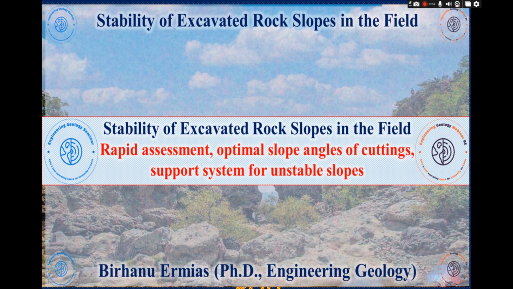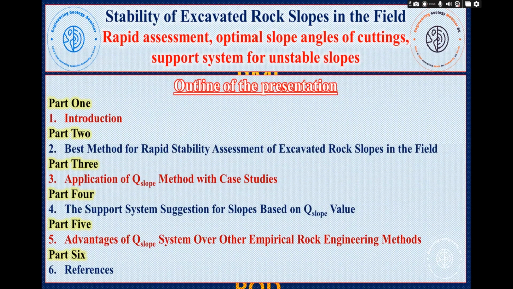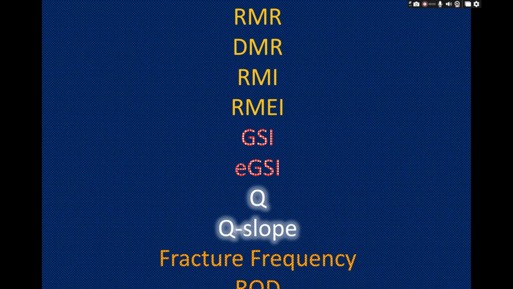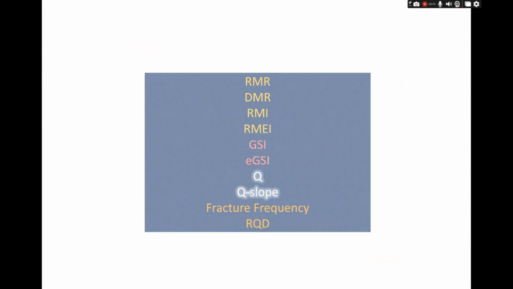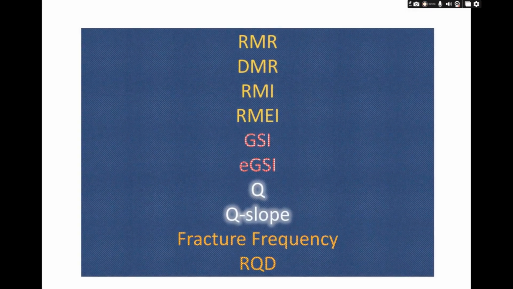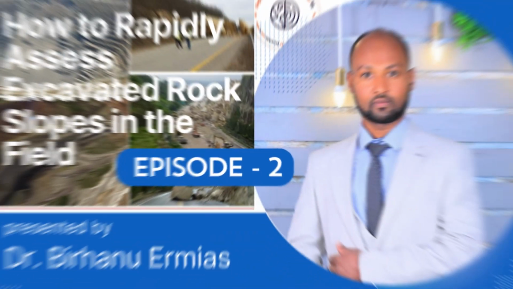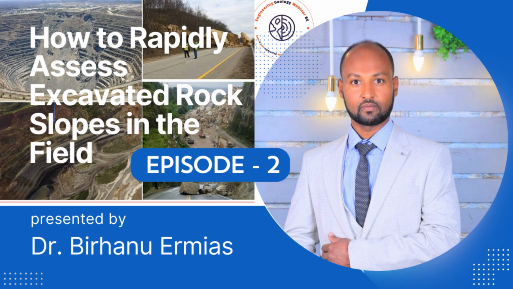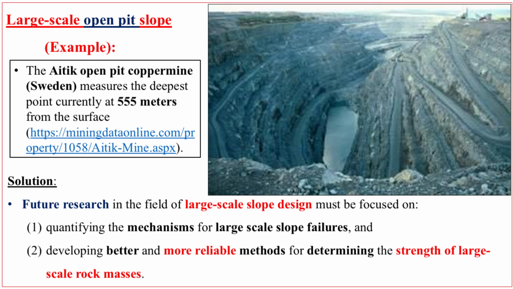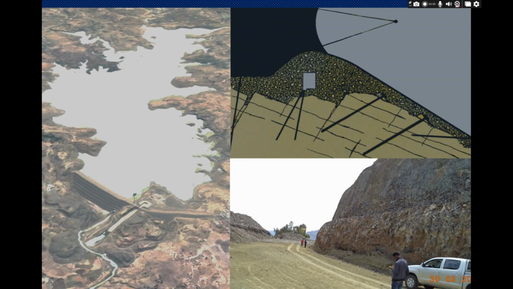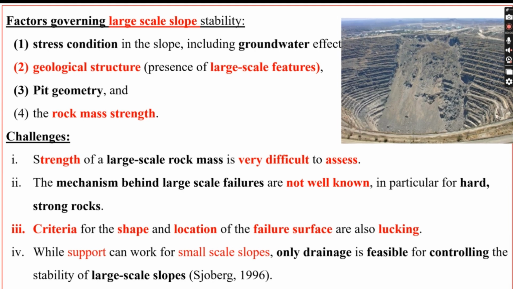Today we are delving deep into the Q-slope method to understand its implementation. If you have ever wondered how the Q-slope method is quickly implemented in the field, you are at the right place. However, before we delve deeper into its implementation, let us briefly address a key point about the scope and the limitation of the Q-slope method. In our previous episode 2, we said that the Q-slope method is not designed to tackle large-scale slope problems. Therefore, we have to understand the factors governing large-scale slope problems.